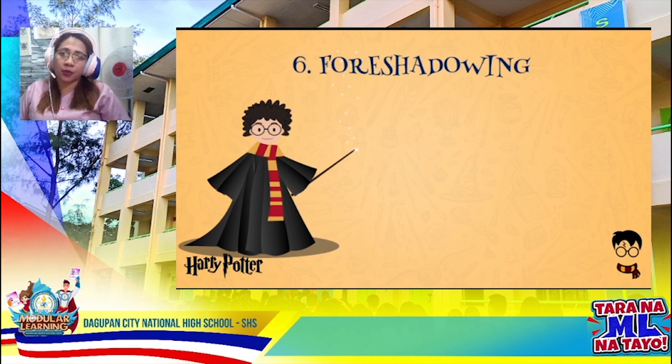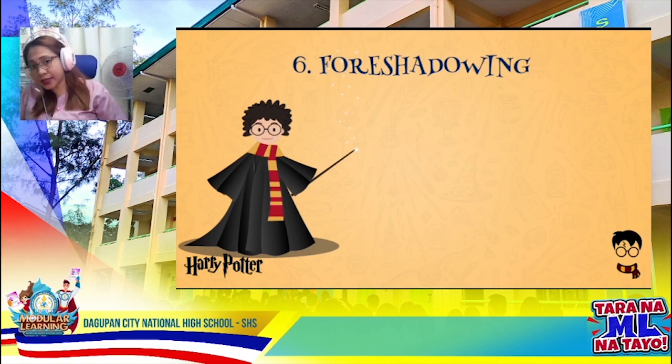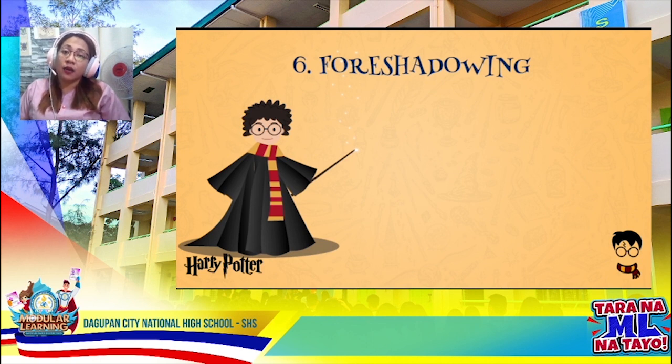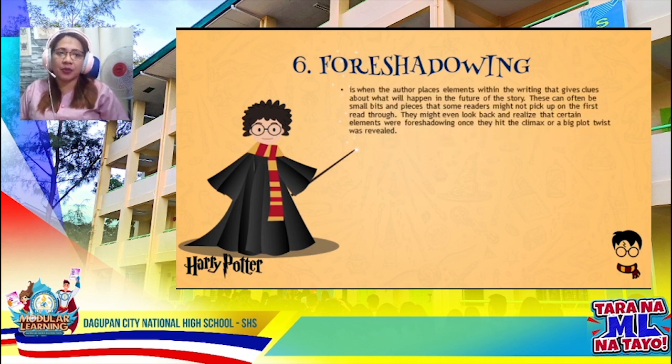So foreshadowing is the opposite of flashback. If flashbacks are traveling to the past, when we say foreshadowing, you are traveling to the future. It's when the author places elements within the writing that give clues about what will happen later in the story. These can often be small bits and pieces that some readers might not pick up on the first read through. They might even look back and realize that certain elements were foreshadowing once they hit the climax or a big plot twist that was revealed. So these are clues that the writer uses to give hints to the reader that something will happen in the future.